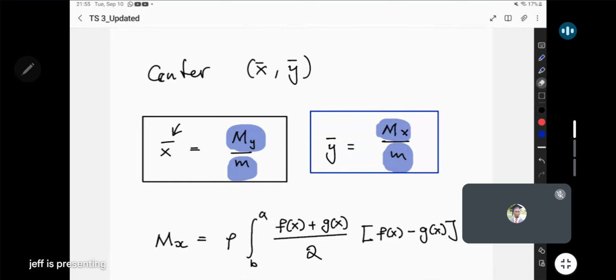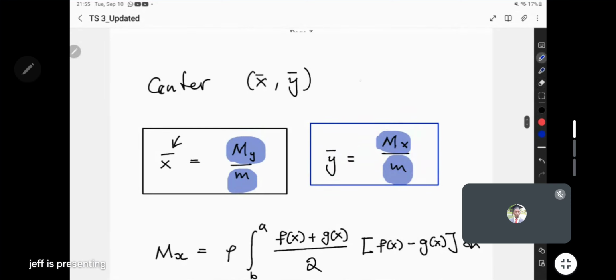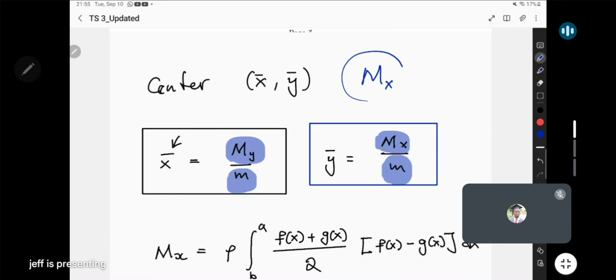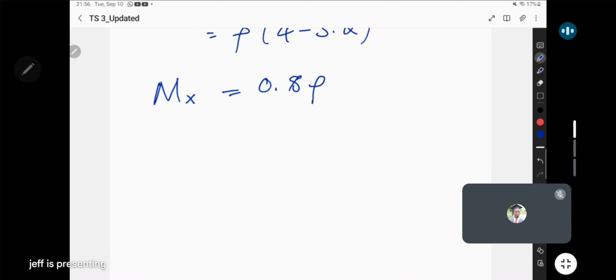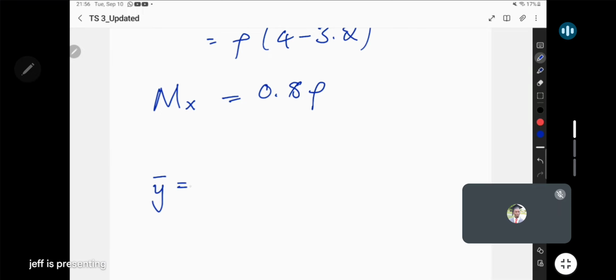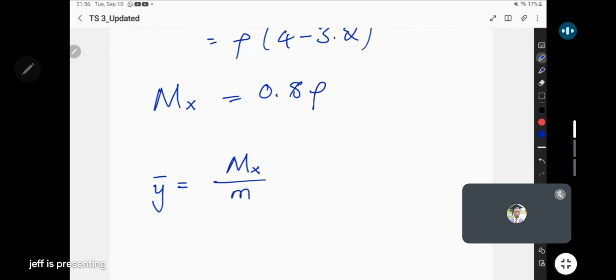To now get the coordinate there, since what we found was the moment about the x-axis, Mx, observe that we do not use Mx to find the x coordinate. We use Mx to find the y coordinate. So since we found the expression for Mx, we're going to use it to find y bar. So when we come down here, we're now going to say that the y coordinate of the center of mass will be equal to the moment about the x divided by the overall mass of that section. We already have what Mx is. We got it in terms of that expression.